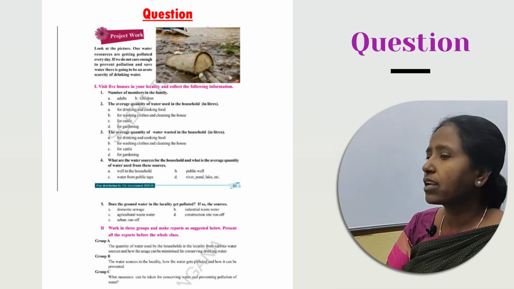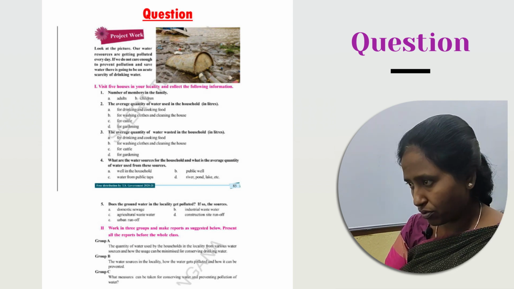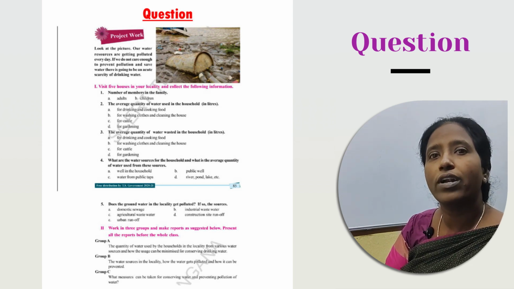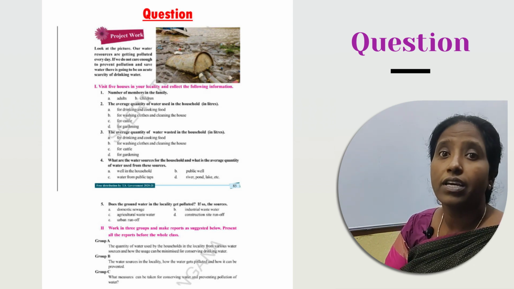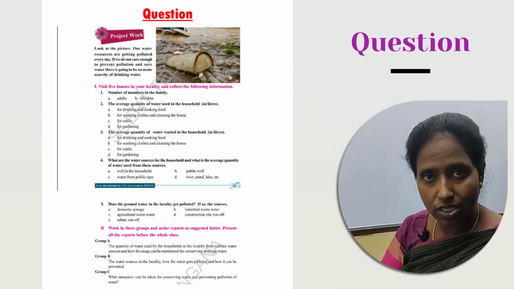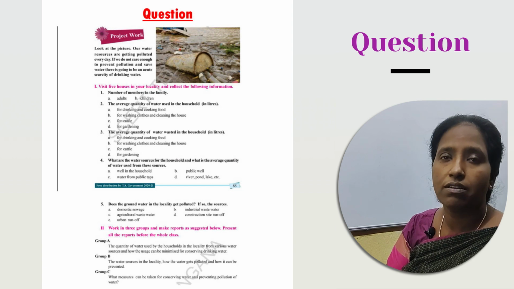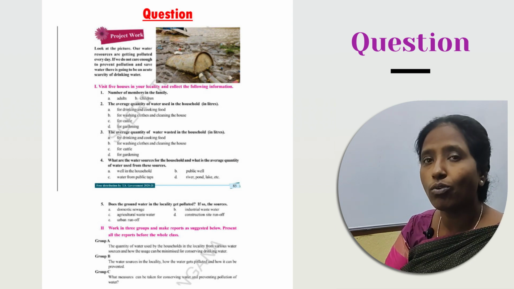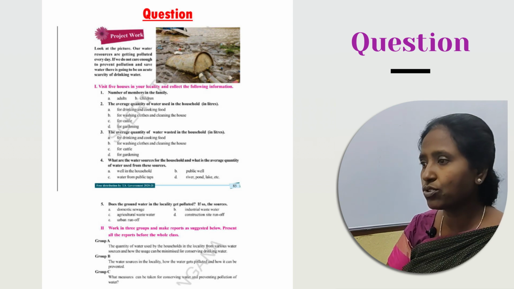Does the groundwater in the locality get polluted? If so, what are the sources? You have to ask them whether the water over there is polluted. If polluted, how is it polluted, what are the things causing the pollution? Is it industrial waste or sewage water? What is the source, how is the water polluted? You should ask and write that.